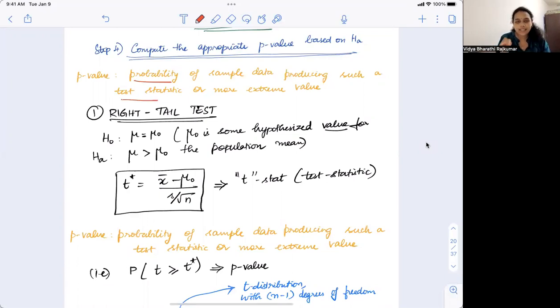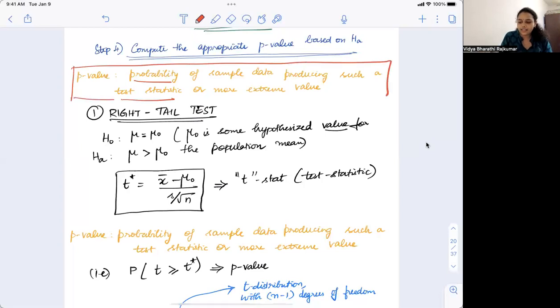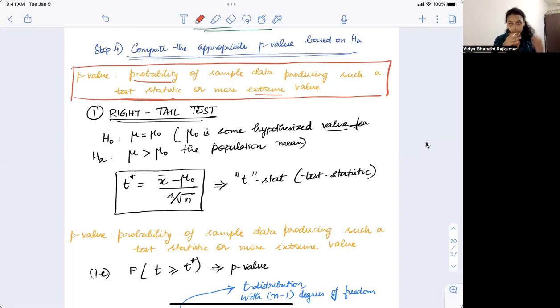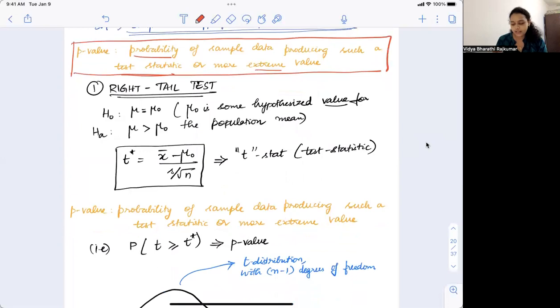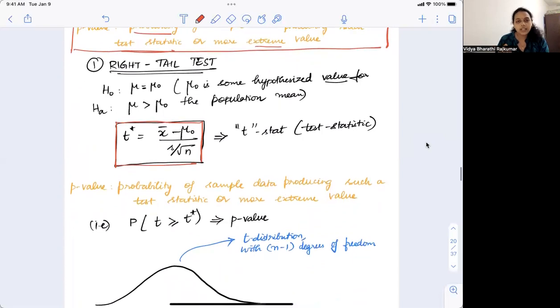So this may still seem a little bit abstract, so let me show you an example. Let's take the case of a right tail test, where the null hypothesis is mu is equal to mu naught, and the alternative is that mu is greater than mu naught. Now we'll go ahead and compute the test statistic, which is given to us as t star. Now the p-value by definition is the probability of the sample data producing either t star or a value greater than t star, or a much more extreme value.